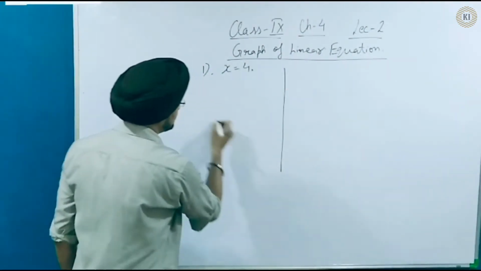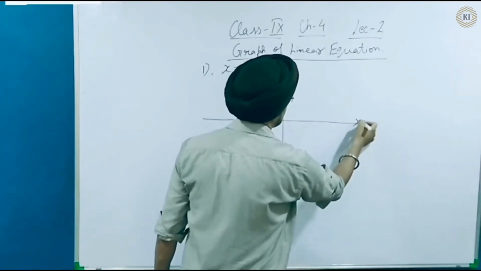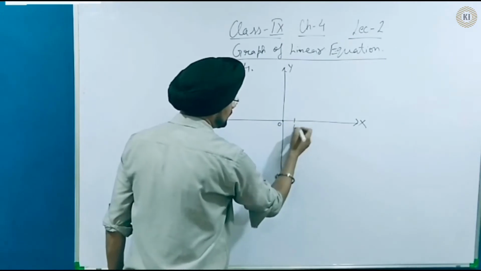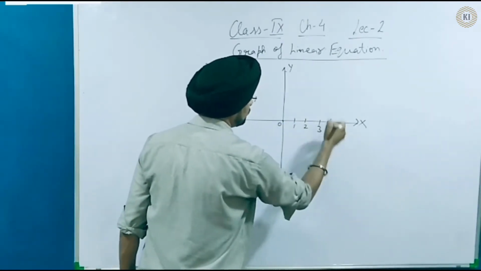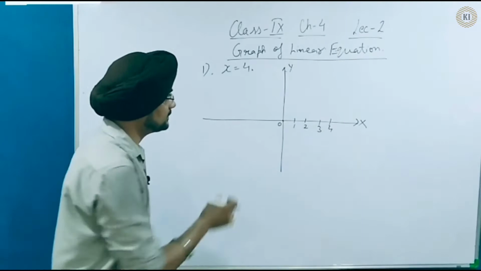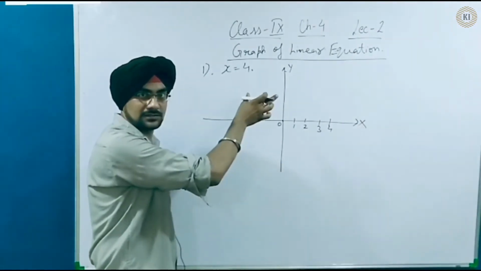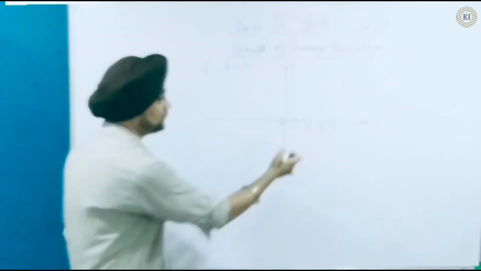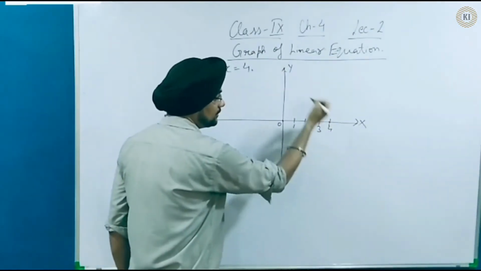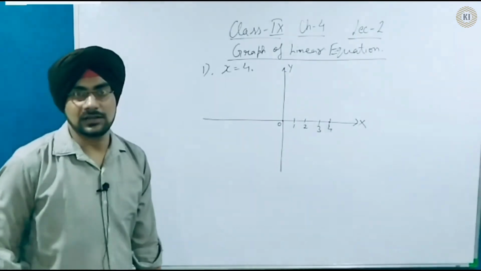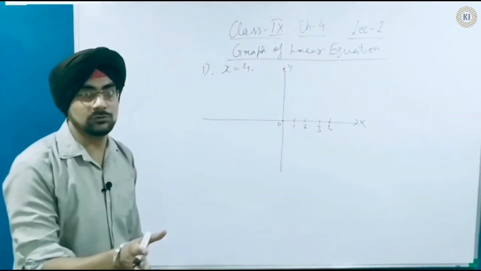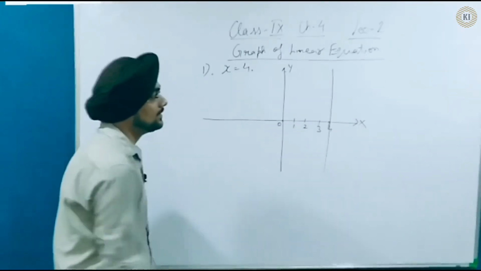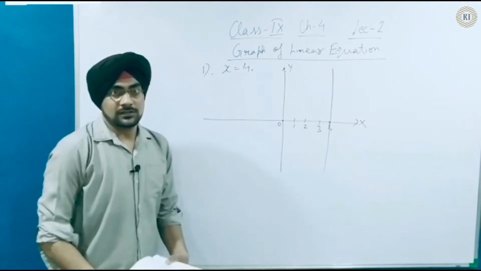This is our y-axis and this is our x-axis. This is the origin 0, then 1, 2, 3, 4. So x is equal to 4 means the positive side of x. The value of x is positive, 4 units. Then we draw the line passing through the point 4, parallel to the y-axis. We take the reverse case.